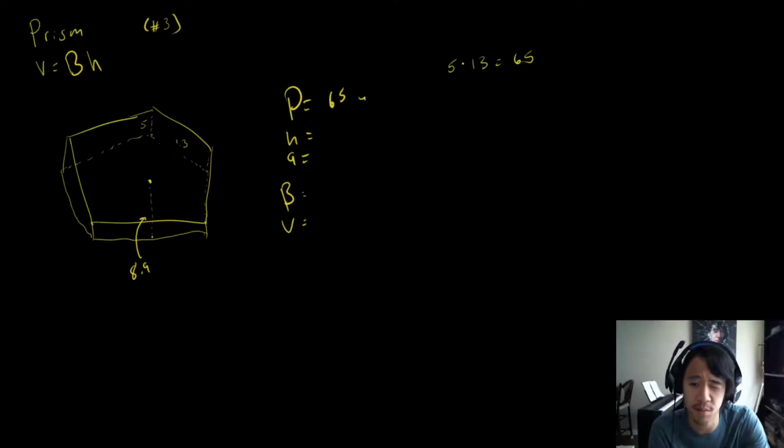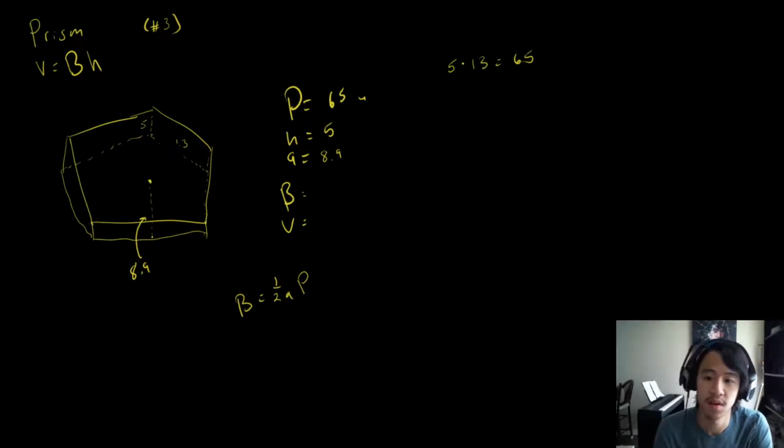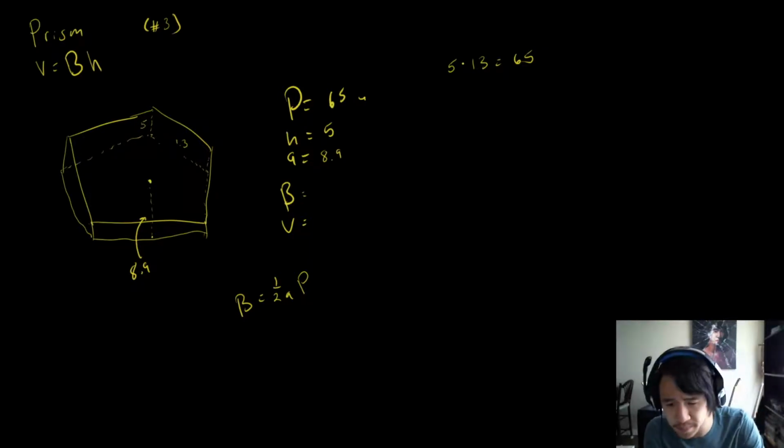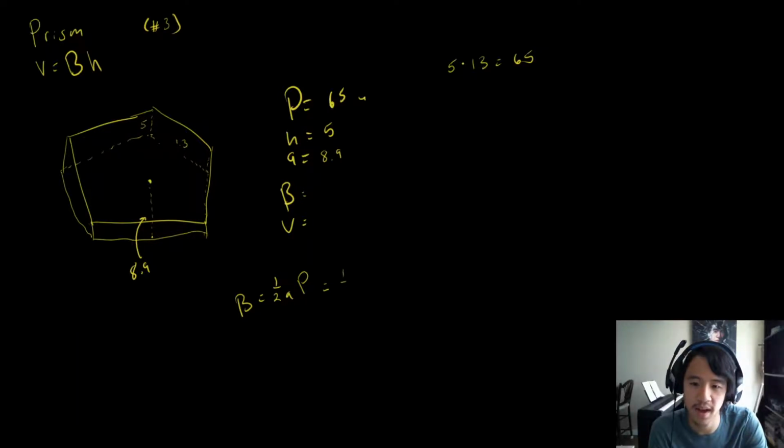Height, this is the height of the prism. It's 5. Let's see. A is the apothem of our base. So this is 8.9. And now we have to find the area of our base. The area of our base, it's a regular pentagon. So we can use 1/2 times apothem times the perimeter. So let's go ahead and substitute our values for this and evaluate this. So we have 1/2 and then times 8.9 times P, which is 65.